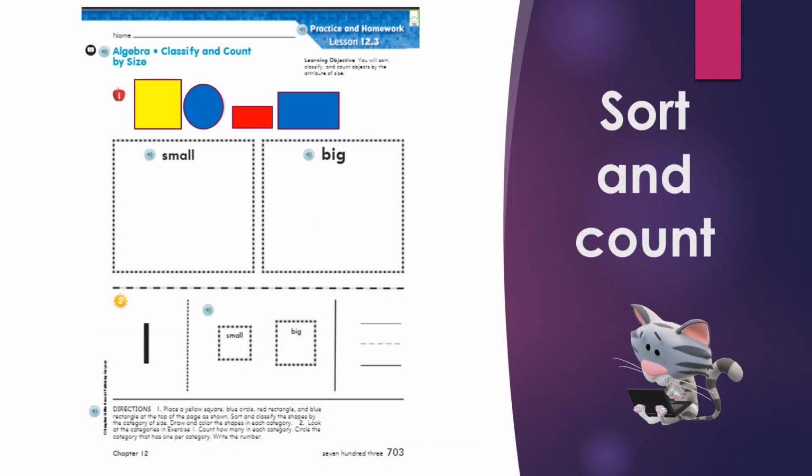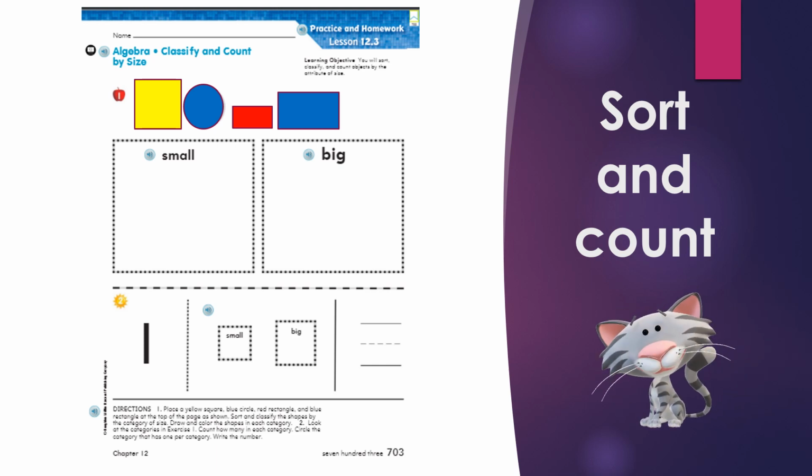Okay, you should have flipped your paper over to page 703, and here we are going to do more classifying and counting by size. At the top of my page, I have already put on the color shapes that I need. Okay, so I need a yellow square, a blue circle, a red rectangle, and a blue rectangle. So go in your bag of shapes and pull out those shapes and place them on top of the gray ones on your paper. Make sure that you get that done. Pause if you need to.